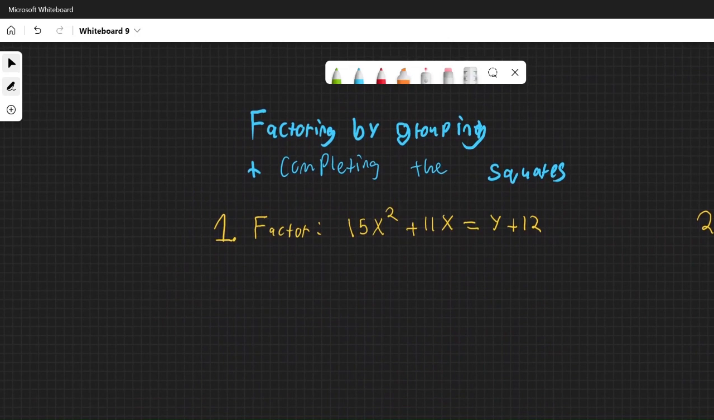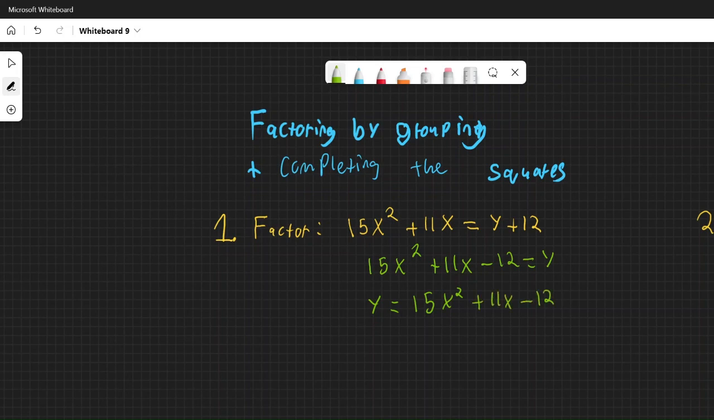It wants you to factor 15x squared plus 11x equals y plus 12. So first you want to arrange this into just having all of the x values and the constant on one side. So we're going to subtract 12. So 15x squared plus 11x minus 12 equals y. I just prefer to have it in this format, with the y on the left side, but you could do it either way, it doesn't really matter.